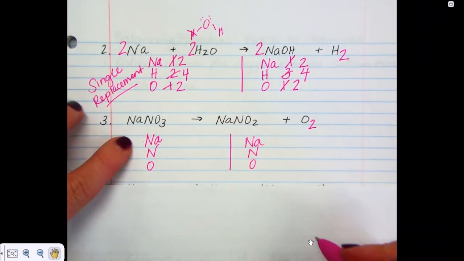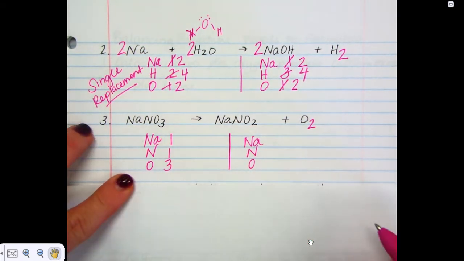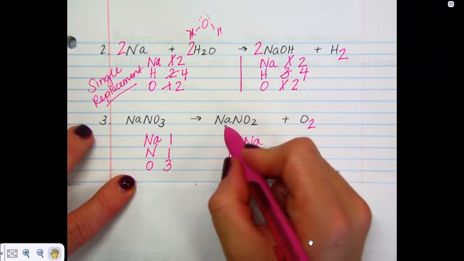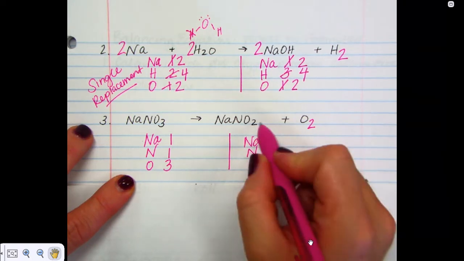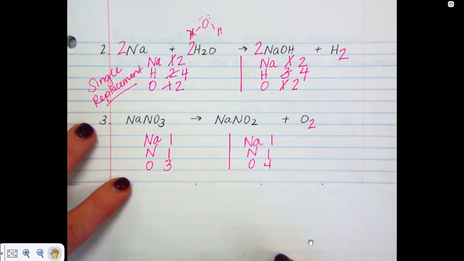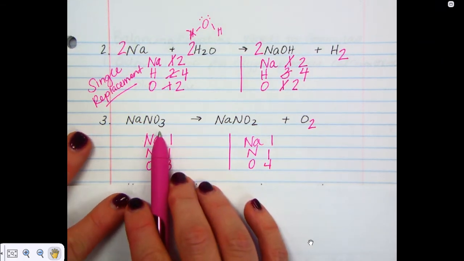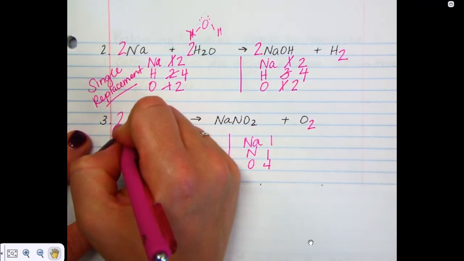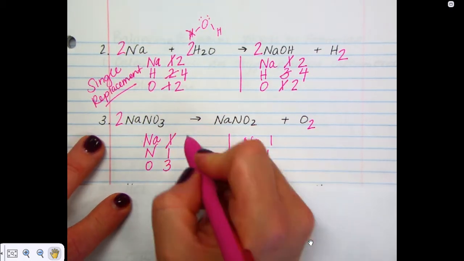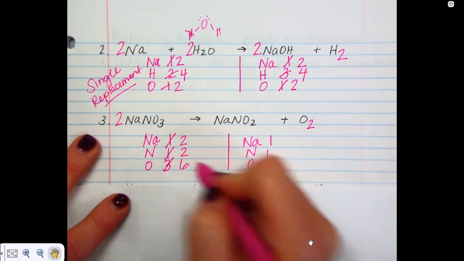Okay. 1 Na, 1 N, 3 O. Over here, 1 Na, 1 N, and 2 is 4 O. Okay, so everything's good except for the oxygen, and I have that odd-even problem again. So let's make the odd side even. Now this time my 3 is all together, so I'm just going to multiply it by 2, make it 6. So this is going to become 2, this is going to become 2, and 2 times 3 makes that 6.